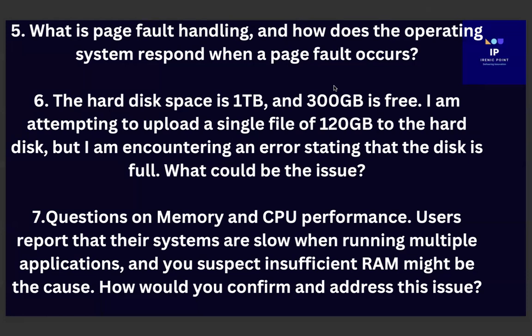Question number 7 is about CPU and memory performance. The question here is: users report that their systems are slow when running multiple applications, and you suspect insufficient RAM might be the cause. How would you confirm and address this issue? Basically, you can use some utilities which help us check the performance, like the top command, which gives us real-time processes, the memory which every process is using, and the states of different processes.